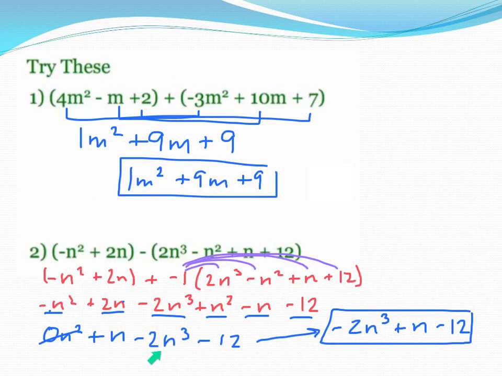So then I wrote it in standard form. This is what I am left with after I drop that 0. And therefore, this is my final answer, negative 2n to the third plus n minus 12. Okay? And again, what would be this degree? I forgot already. Oh, yeah. This degree would be a third degree trinomial in this case.